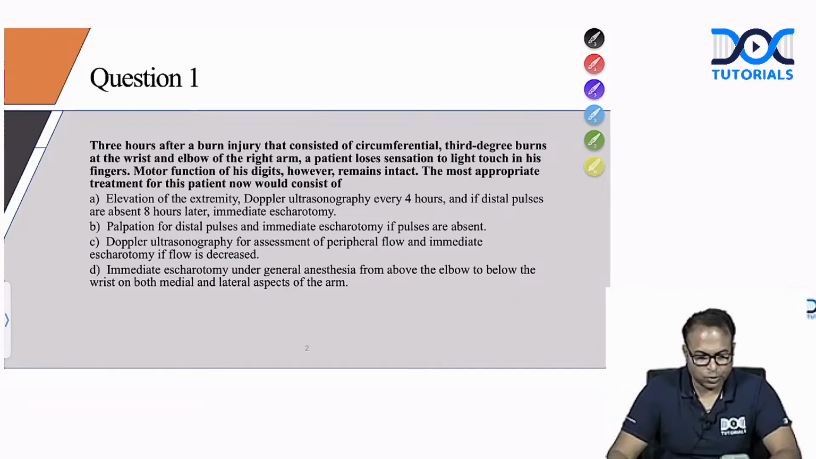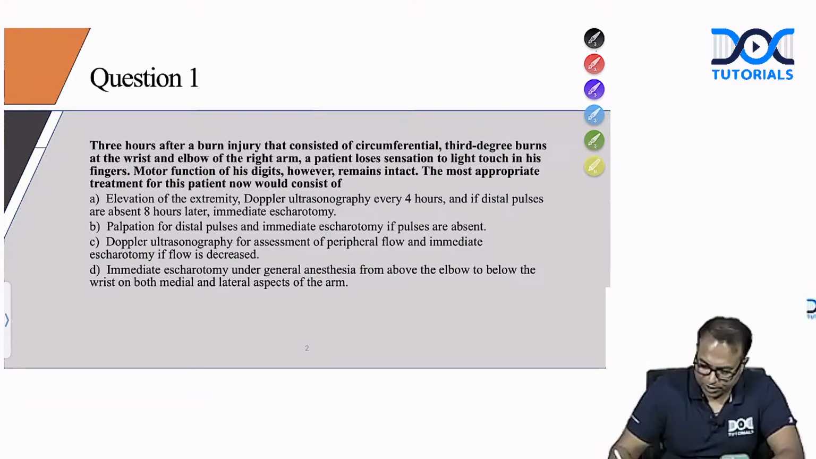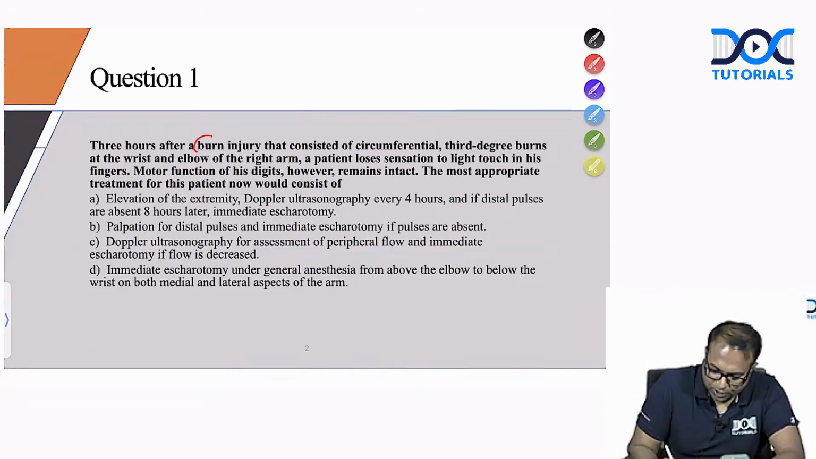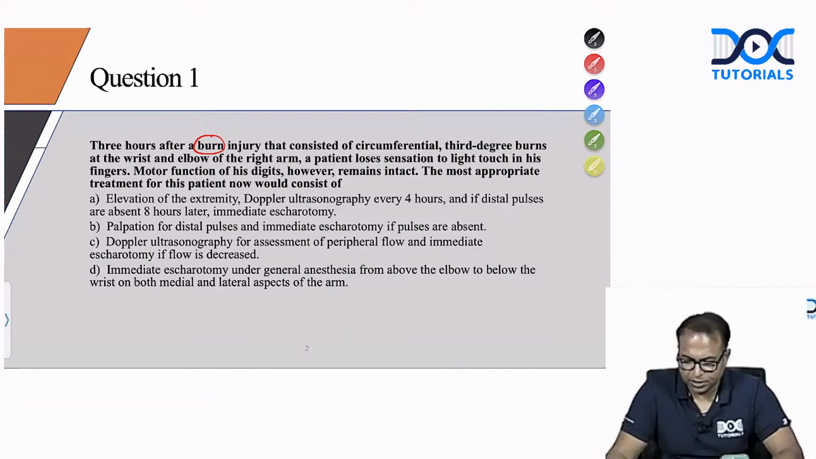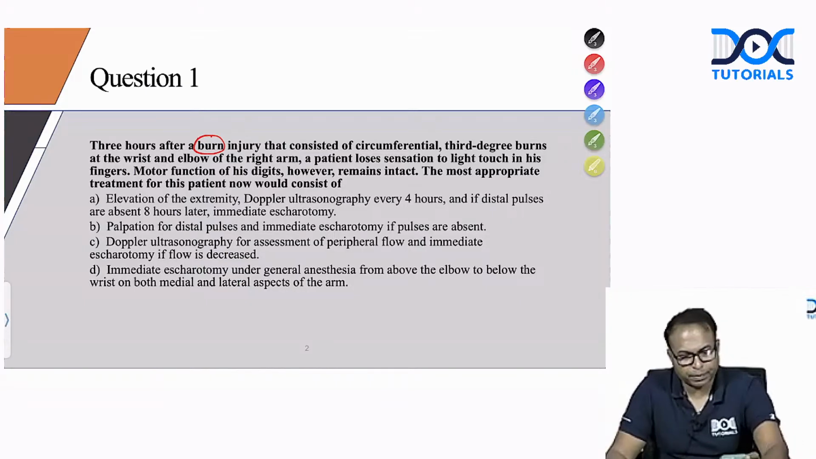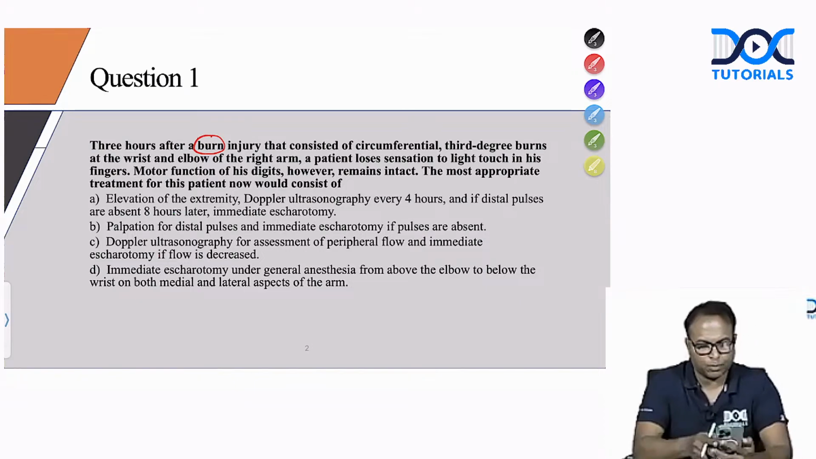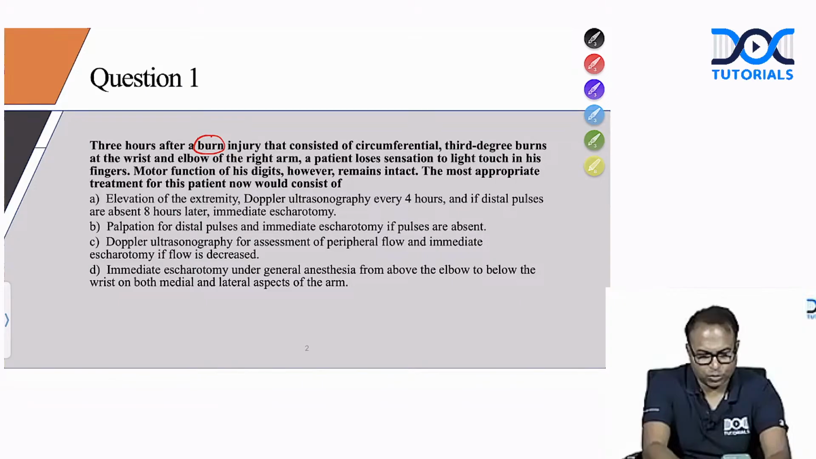So I'm going to discuss 20 surgery questions. The concepts which we are going to discuss are very important topics for the NEET PG exam. The first concept is related to burn injury, from the NEET PG 2025 20 series. So we are going to see the questions now.